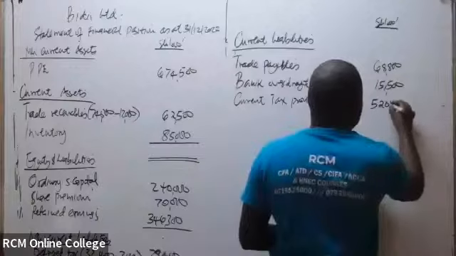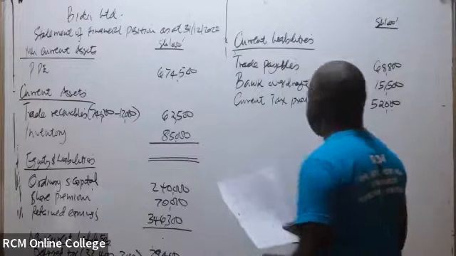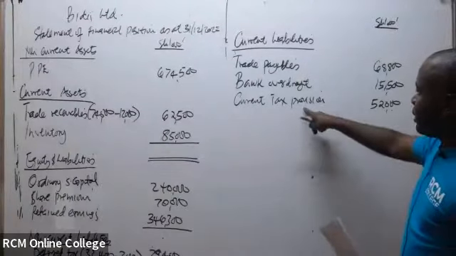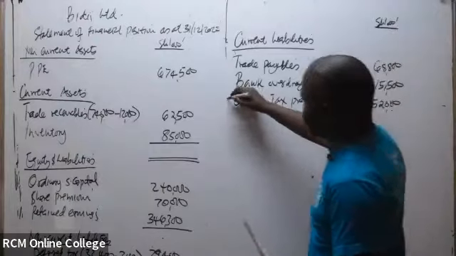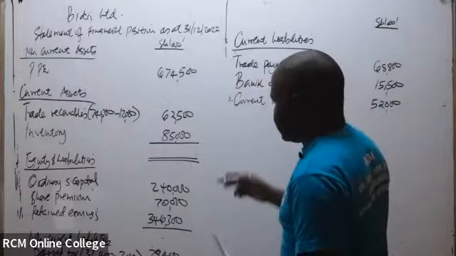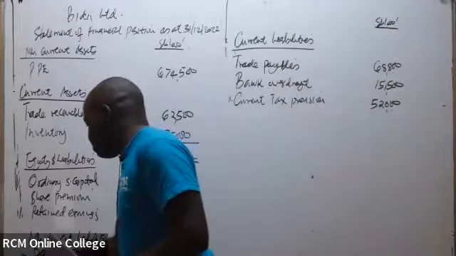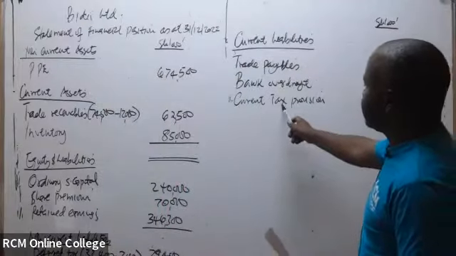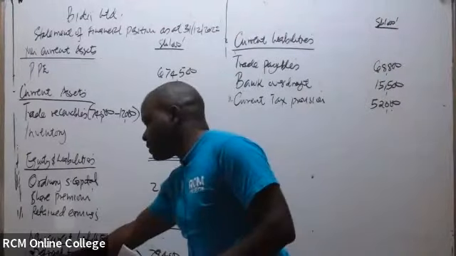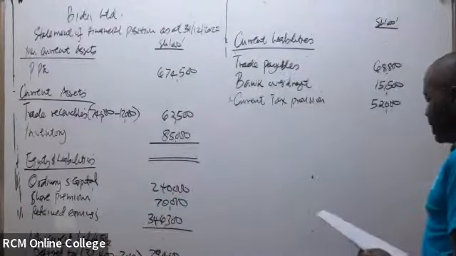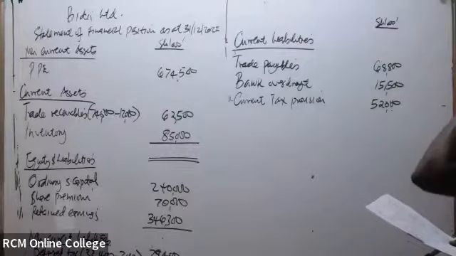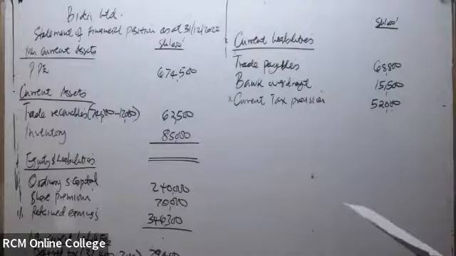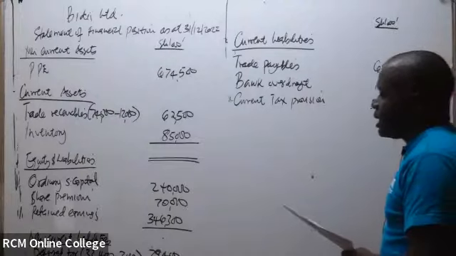So take notes. In most of these published accounts, financial statements, under the current liabilities, this item rarely misses, and of course, this one also rarely misses. So it has to be there. This item has to be there.